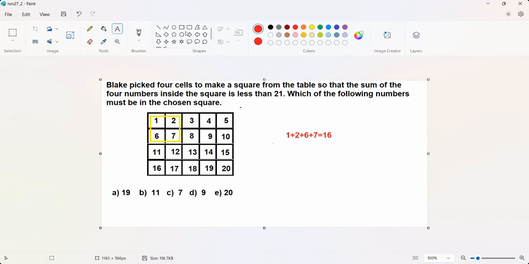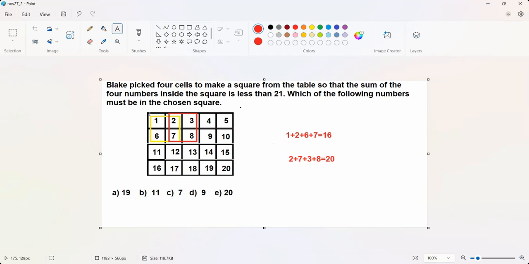But we don't stop here. Remember, we always try some other way, how else we can get this number. So let's try the next one. Next set of four numbers. So 3 plus 2 is 5, plus 8 is 13, plus 7 is 20. So we have 2 plus 7 plus 3 plus 8 is equal to 20. So we have 20, which is less than 21.